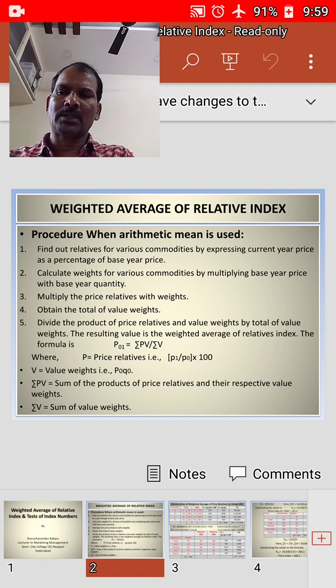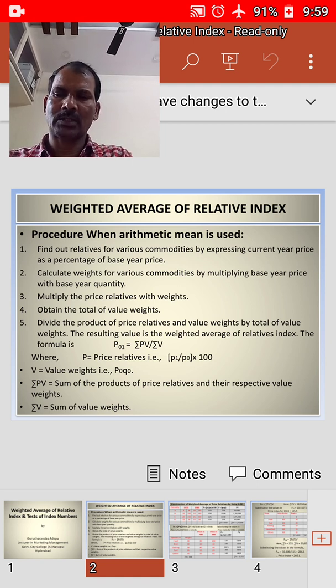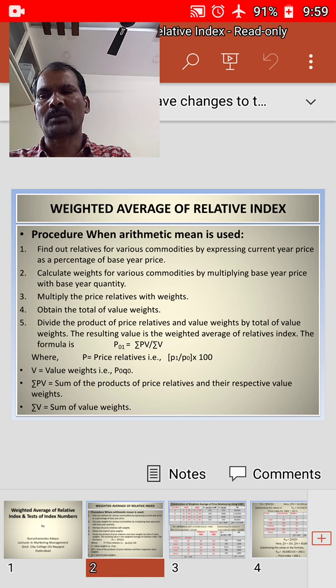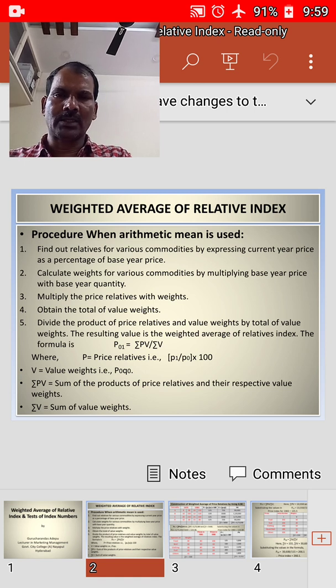The second step is to calculate weights for various commodities by multiplying base year price with base year quantity. Third is to multiply the price relatives with weights. Fourth is to obtain the total of value weights. Fifth is to divide the product of price relatives and value weights by the total of value weights. The resulting value is the weighted average of relative indices. Index we call it as.